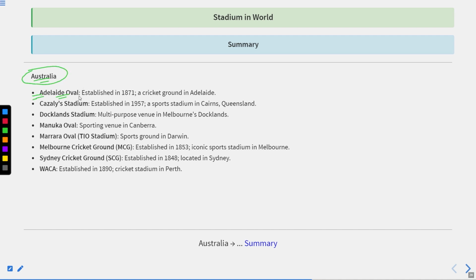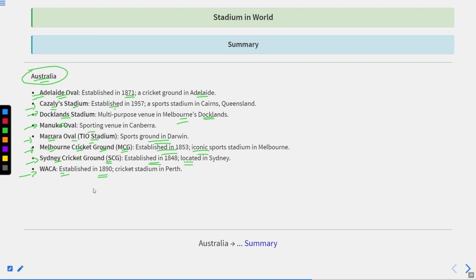First, we have seen Adelaide Oval, established in 1871, cricket ground in Adelaide. Cazaly's Stadium, established in 1957, sports stadium in Cairns, Queensland. Docklands Stadium, multi-purpose venue in Melbourne's Docklands. Manuka Oval, sporting venue in Canberra. Marrara Oval or TIO Stadium, sports ground in Darwin. Melbourne Cricket Ground, MCG, established in 1853, iconic sports stadium in Melbourne. Sydney Cricket Ground, SCG, established in 1858, located in Sydney.